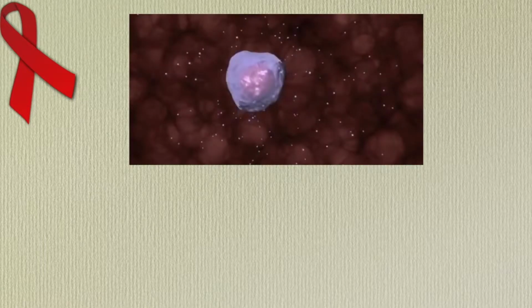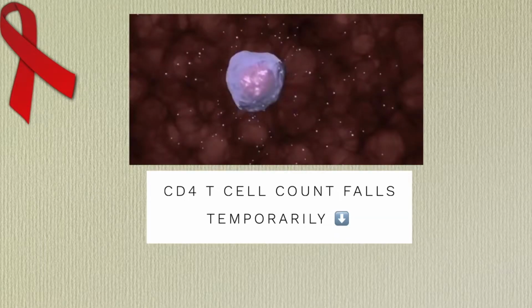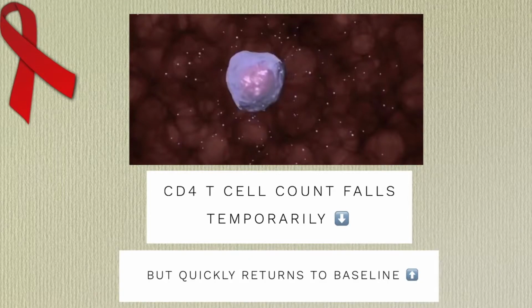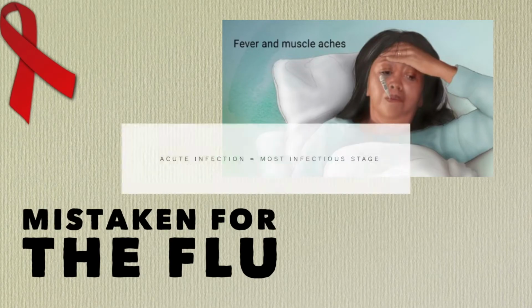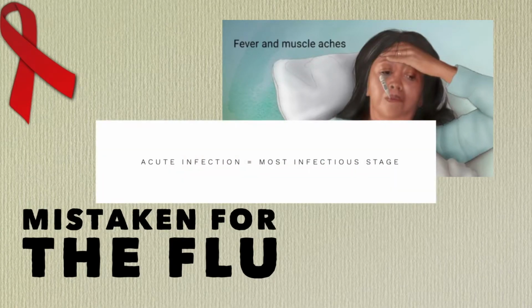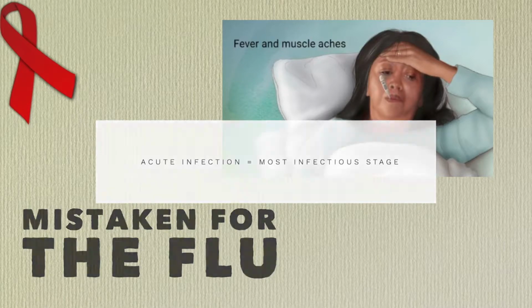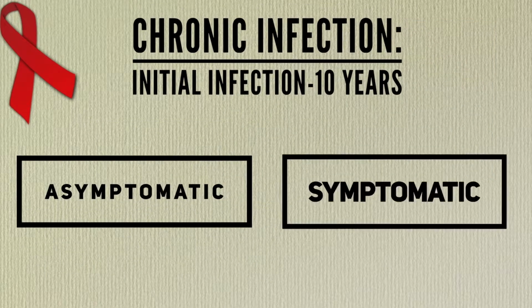The amount of HIV circulating in the blood is very high, and CD4 T cell count falls temporarily but quickly returns to baseline. Some healthcare providers mistake this stage for a bad case of the flu. People are most infectious during this stage because of the high amounts of circulating HIV. Chronic infection can be asymptomatic or symptomatic.